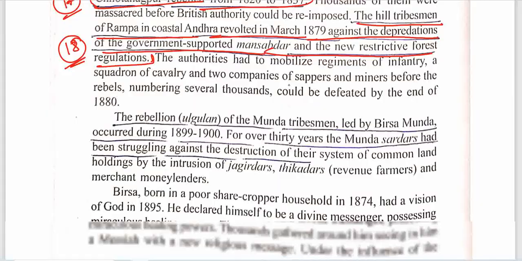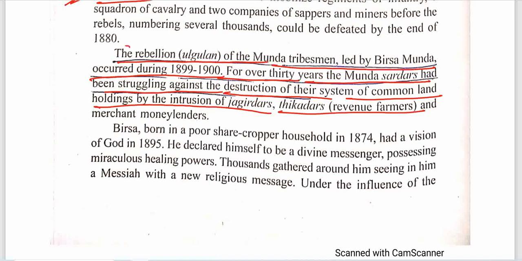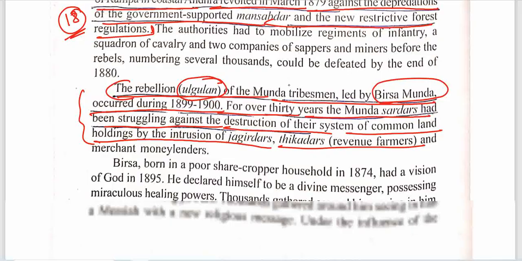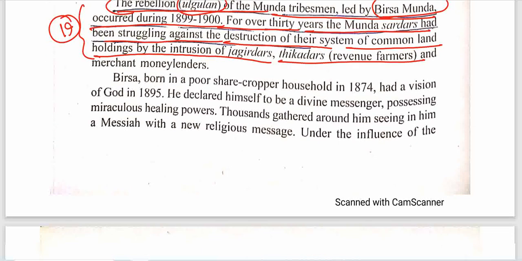The rebellion, Ulugulan, of the Munda tribesmen led by Birsa Munda occurred during 1899 to 1900, after over 30 years of struggle. The Munda herders had been struggling against the destruction of their system of common land holdings by the intrusion of Jagirdars and Thikadars. Okay, this can be important. The rebellion, also known as Ulugulan, was led by Birsa Munda, the leader. This is also important. I will add it as my 19th point in my notes. Birsa, okay, there is detailed information.